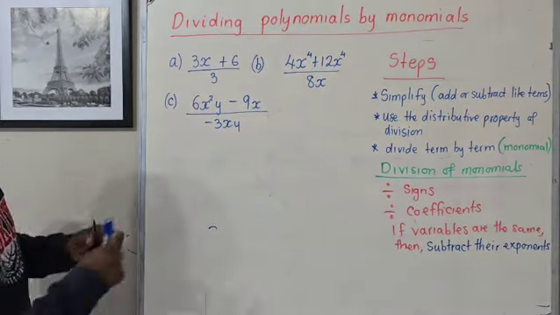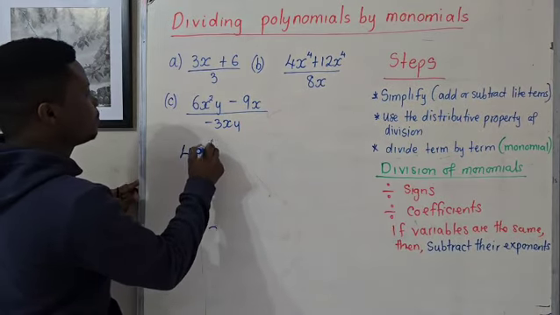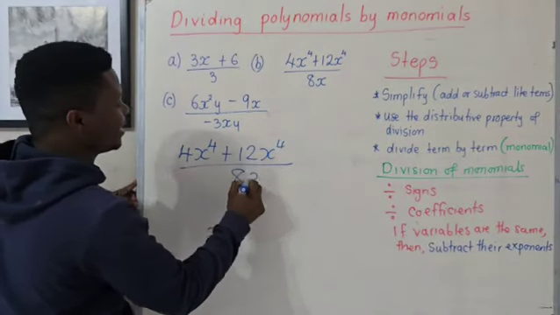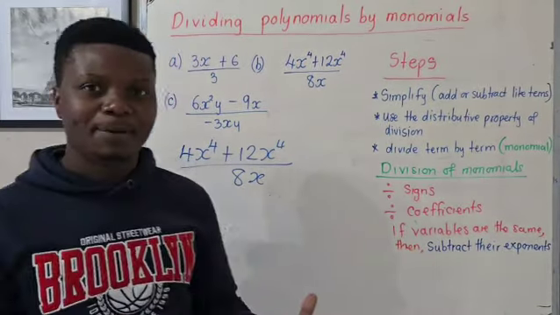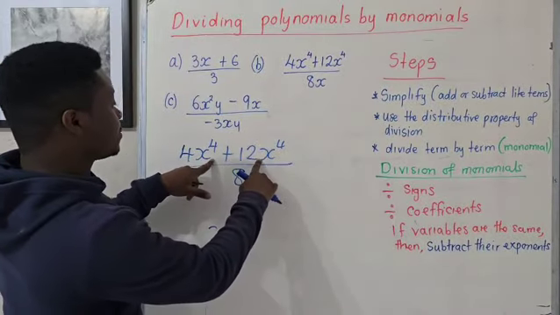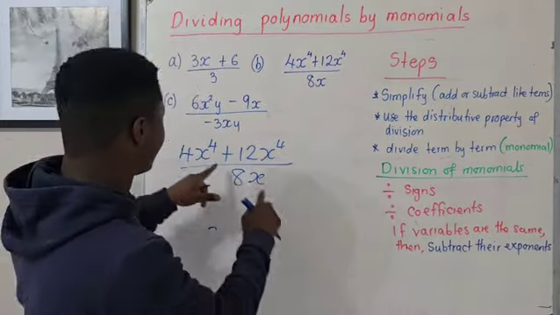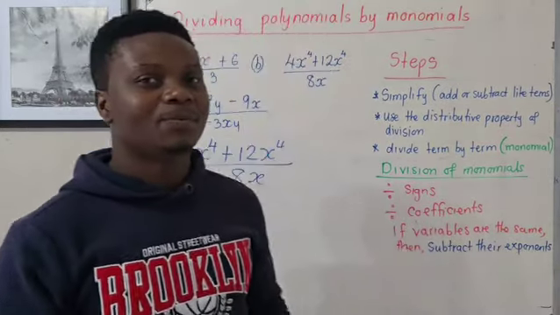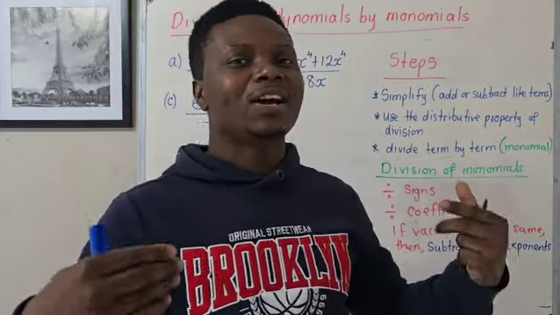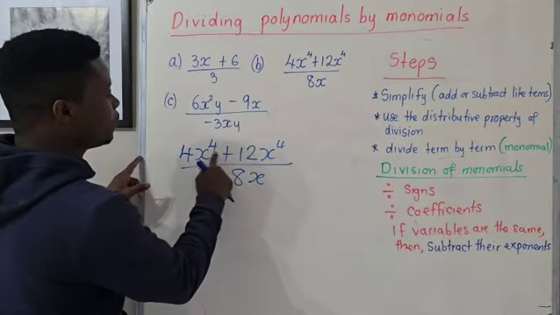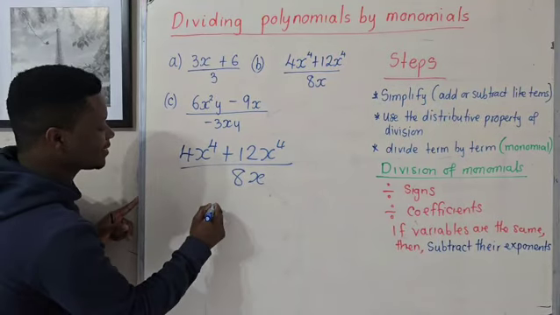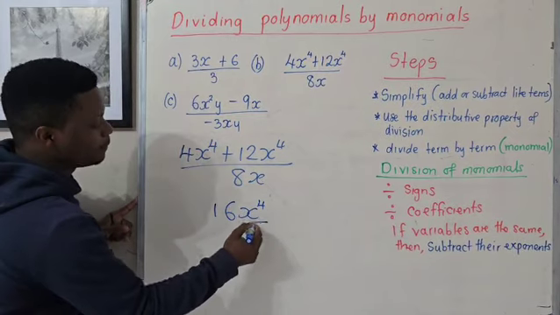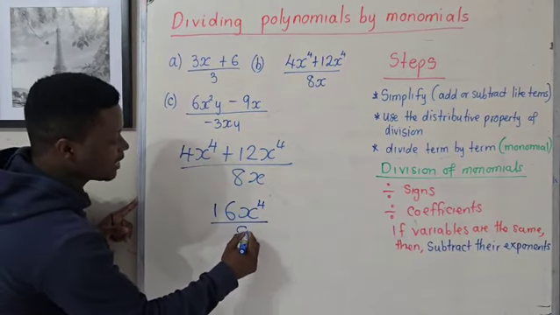Here's another example that says 4x to the power of 4 plus 12x to the power of 4 all over 8x. So the first step is to try to simplify, and these are like terms because you can see that they have the same variable x and the same exponent. So they must have the same variable, same exponent, and if they are like terms, we add their coefficients, which happens to be 4 plus 12 is 16x, same variable x, same exponent 4, being divided by our denominator 8x.